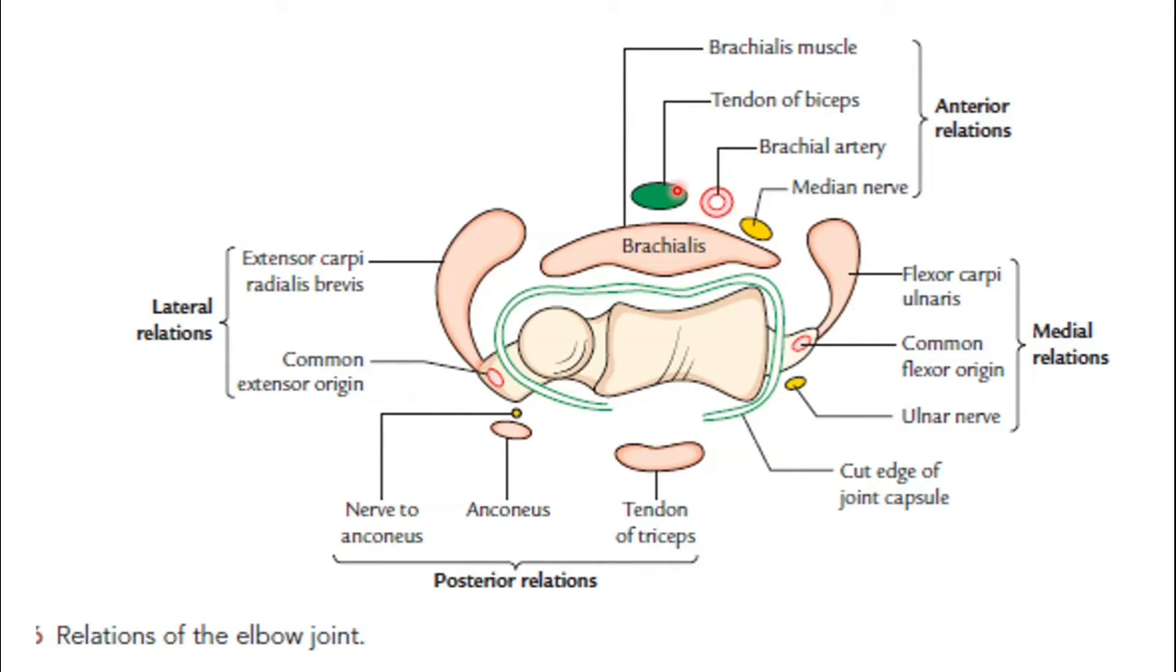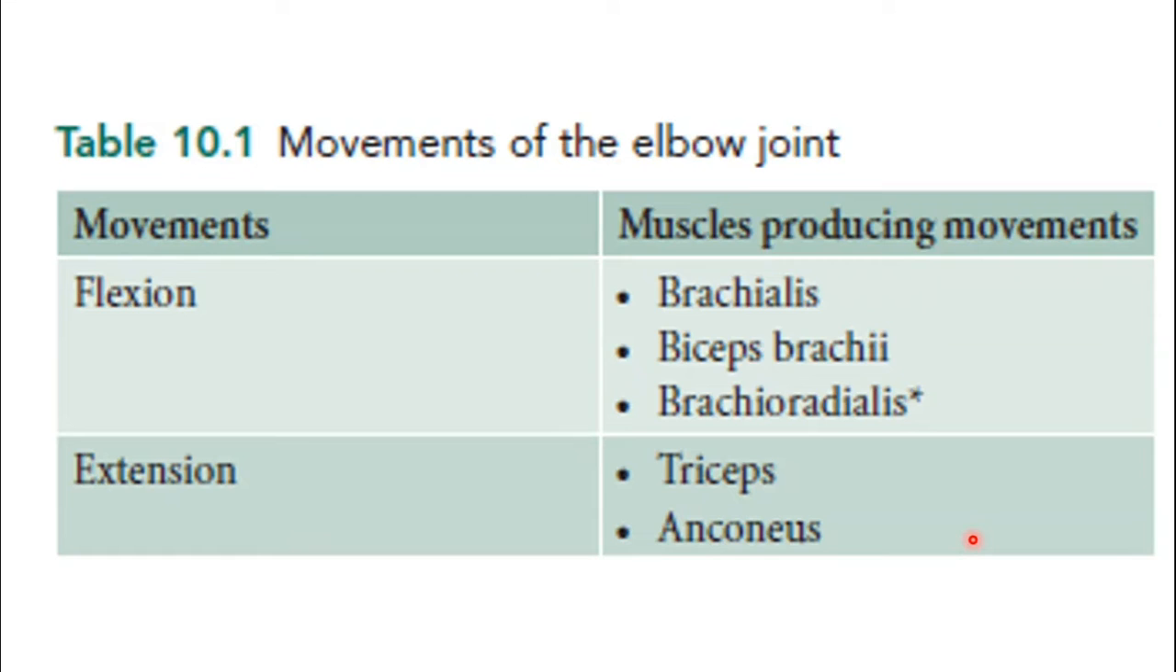It is very important, and a relation according to the, they can ask regarding the injury. If the elbow joint injured anteriorly, these structures should be affected, and posteriorly these structures and this nerve, especially the nerves, are very important for regarding the MCQs.